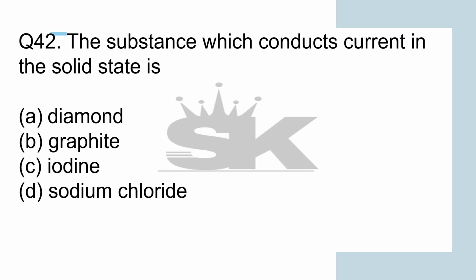The substance which conducts current in the solid state: the answer is graphite. All solid metals have some conductive properties, with gold and copper being among some of the best. Some basically non-metallic materials can also conduct electricity in solid form, such as graphite and silicon. Compounds of metal do not conduct electricity as solid, but metals are good conductors of electricity, right?